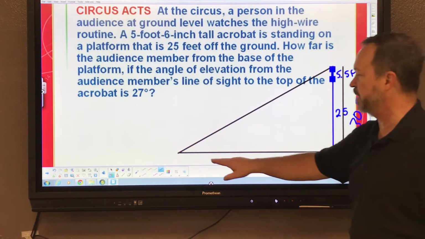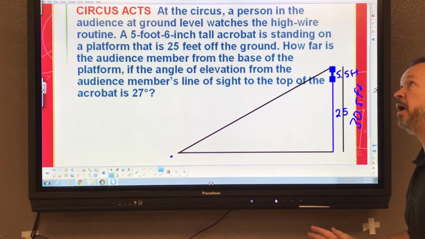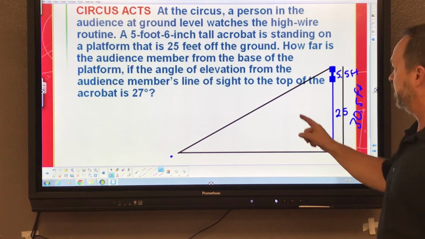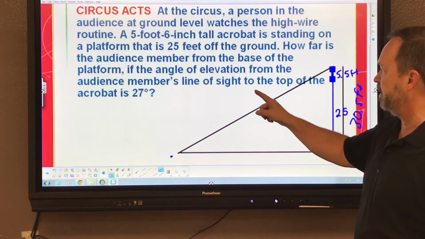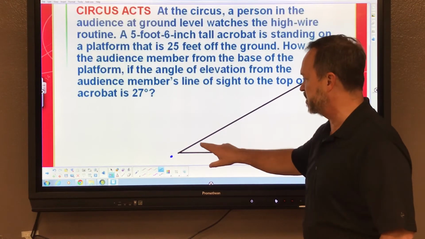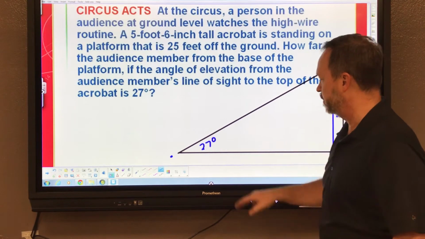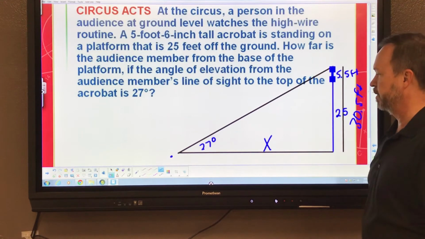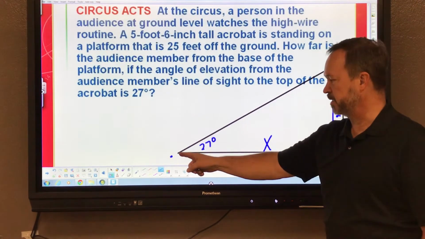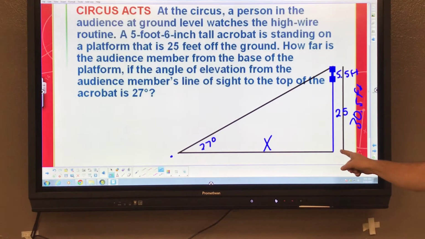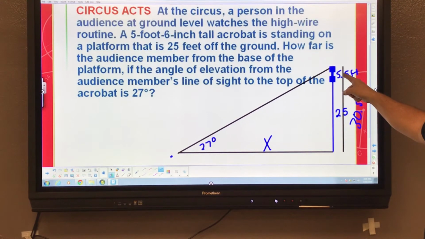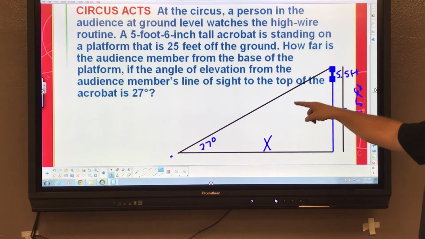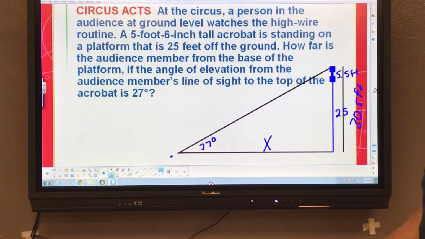Now, this person sitting down here is looking up at this person at an angle of elevation of 27 degrees. And so the question is, how far is the audience member from the base of the platform? So this is what we're looking for. How far away is the audience member from the base of the platform that the guy is standing on top of, if he looks at the top of his head at a 27-degree angle? That's what we've got here.